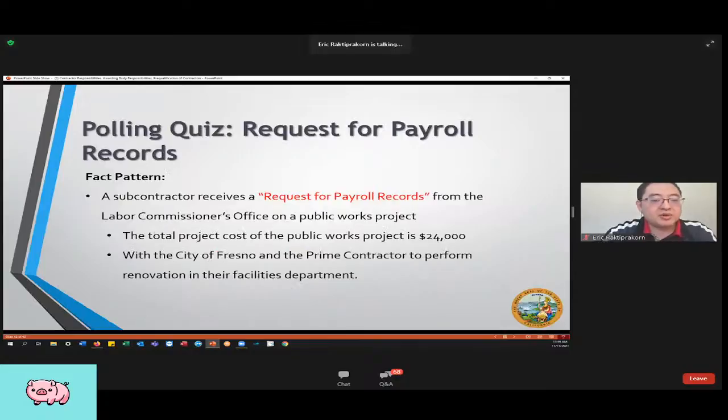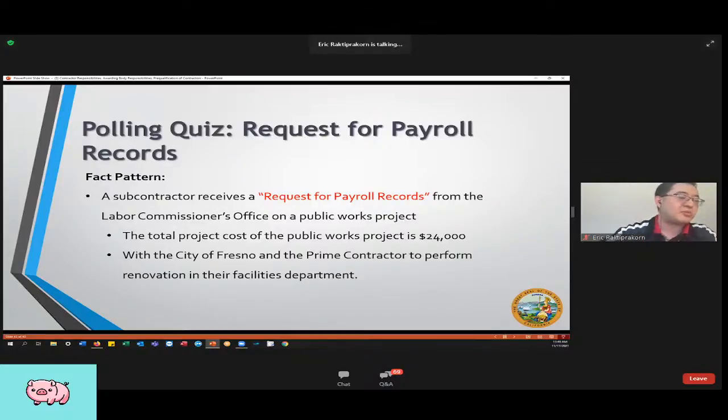Here we have a polling question. This is just another fact pattern. So a subcontractor receives a request for payroll records from the Labor Commissioner's Office on a public works project. The total project cost of the public works project is $24,000. It's with the city of Fresno, that's the awarding agency, and the prime contractor is to perform renovation in the city of Fresno's facilities department.